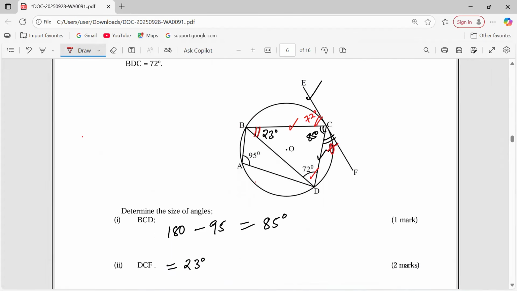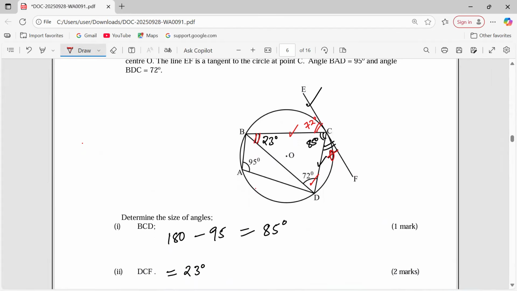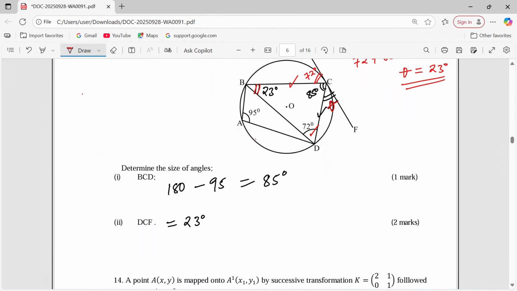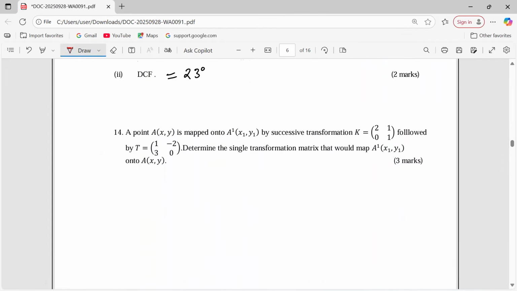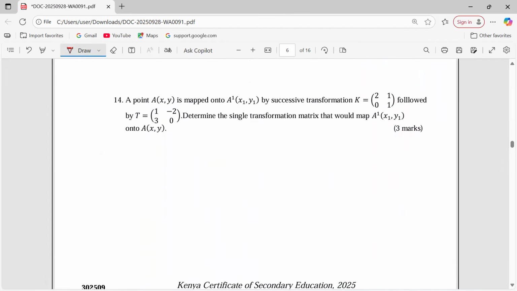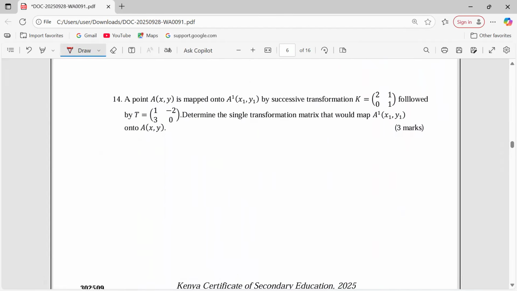If that is 72, we can apply angles on a straight line and say 72 plus 85 plus the angle that we need should give us 180. And automatically the angle shall be 23. So we can apply the same principle severally, and the answer is confirmed to be 23.